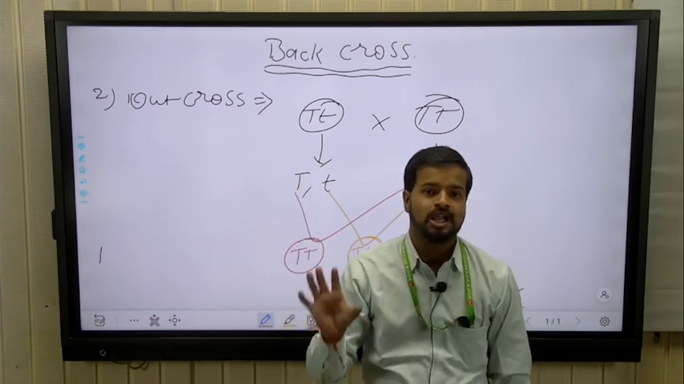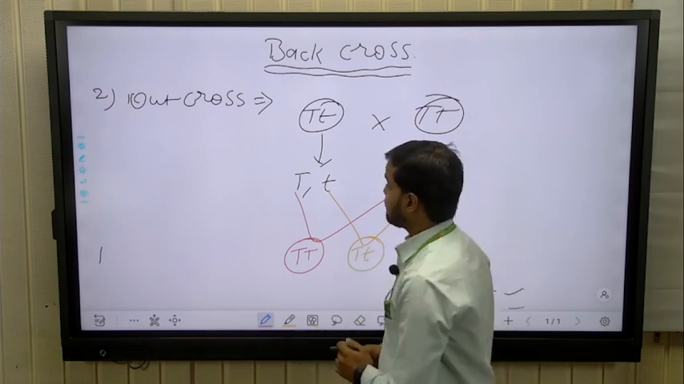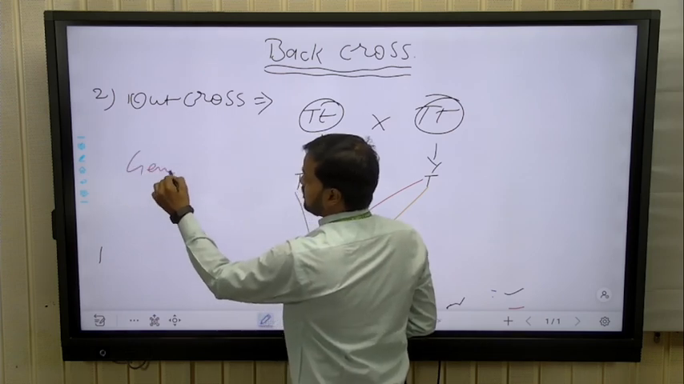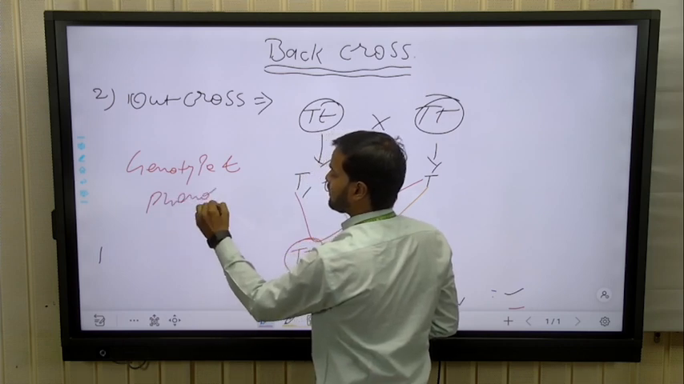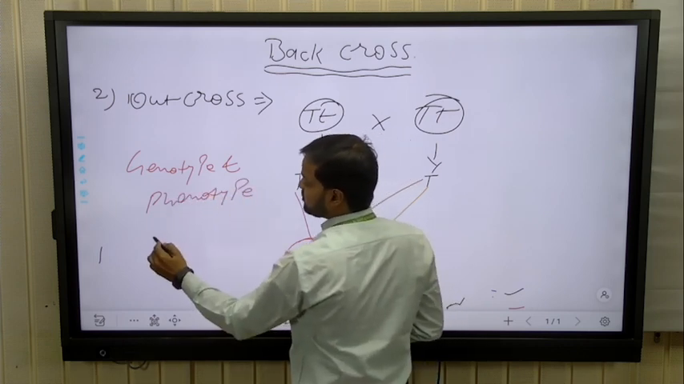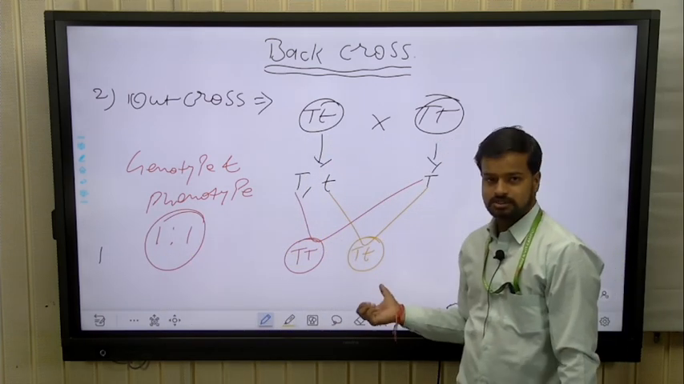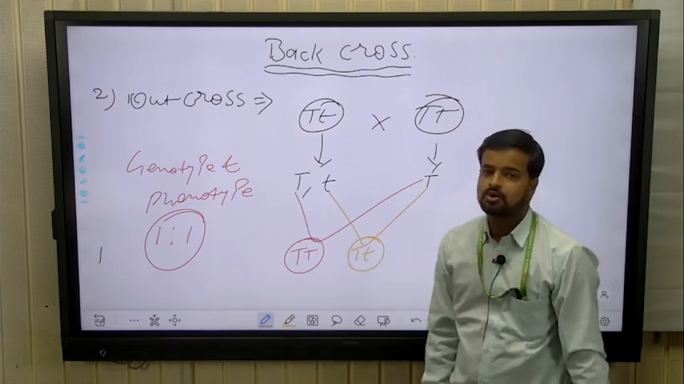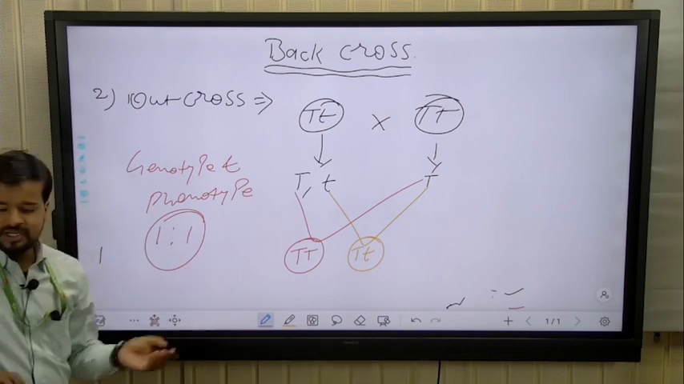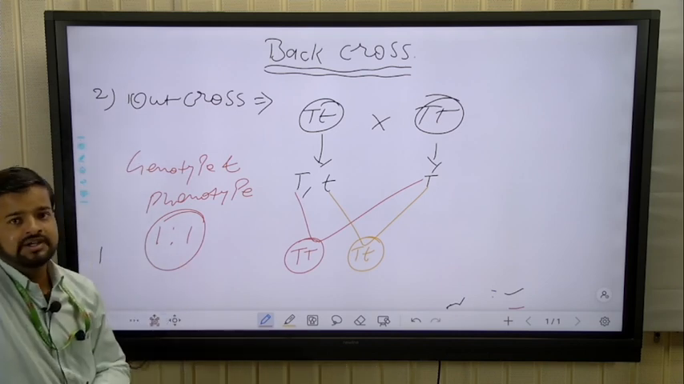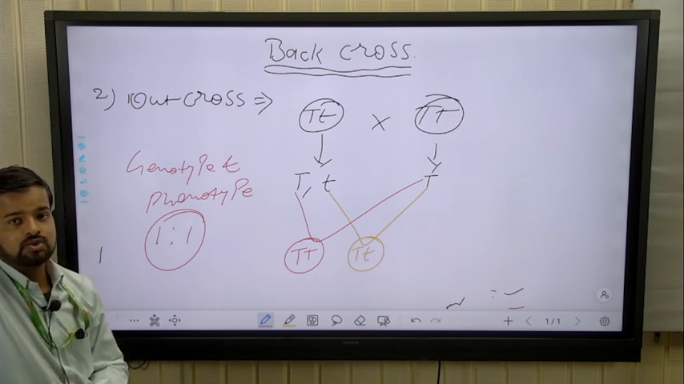This back cross helps us know the genotype of parents. Clear? Again, the genotype and phenotype are the same, 1:1. As we consider that cross, we again obtain the same genotype and phenotype. That means in monohybrid cross we obtain the same genotypic ratio and phenotypic ratio in test cross and back cross as well. That is all about the test cross and back cross.